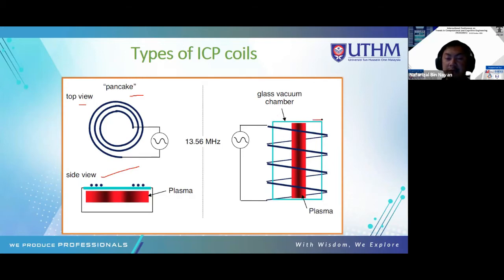For example, we have a vacuum chamber here. And then we need to have a power supply to the electrode here, so that we can get a plasma at the center.